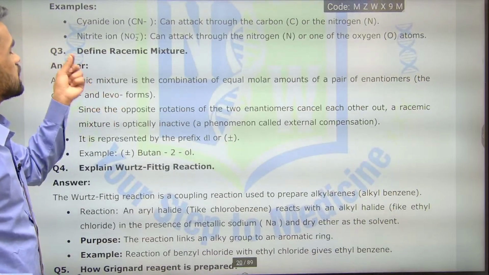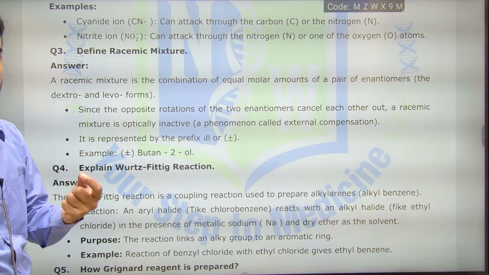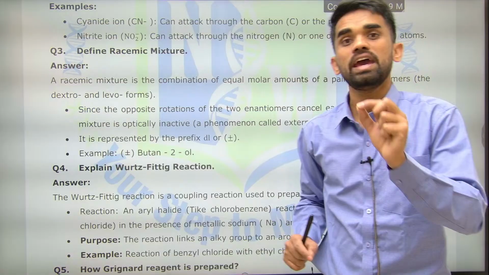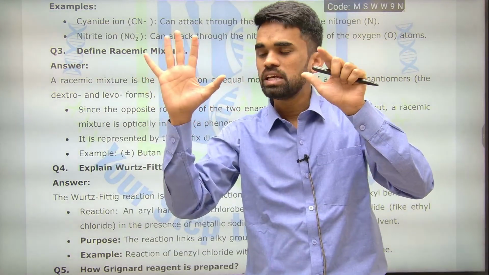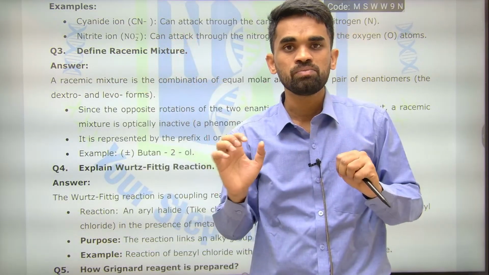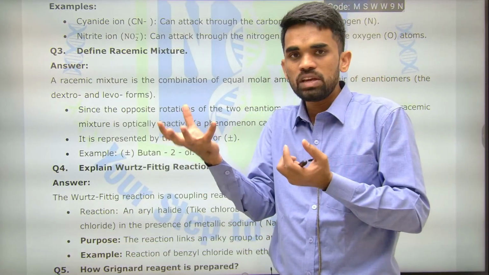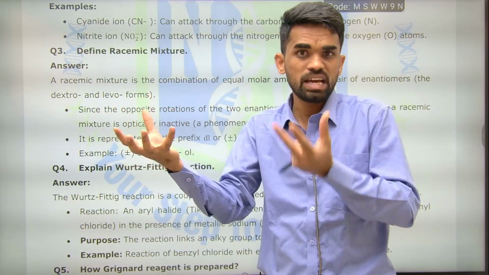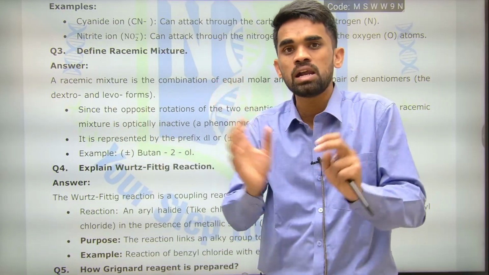The question says define racemic mixture. What exactly does racemic mixture mean? See, the first question we have discussed is about enantiomers, right? So we discussed that there are two mirror images. If this is rotating right side and this rotates left side like that, we have discussed enantiomers. Now, if we have an equimolar mixture of this R isomer and S isomer, dextro isomer and levo isomer, then the resultant mixture is called a racemic mixture.